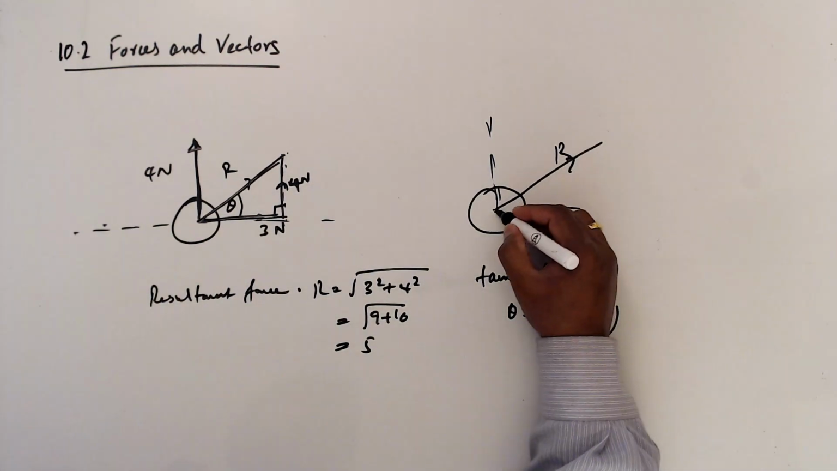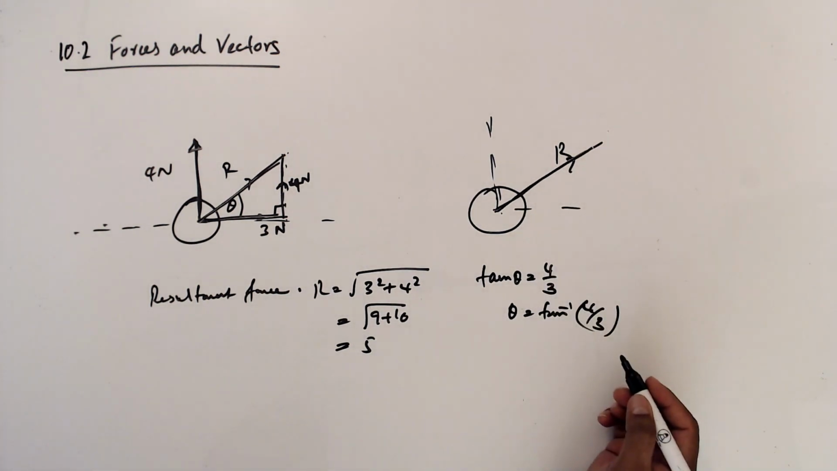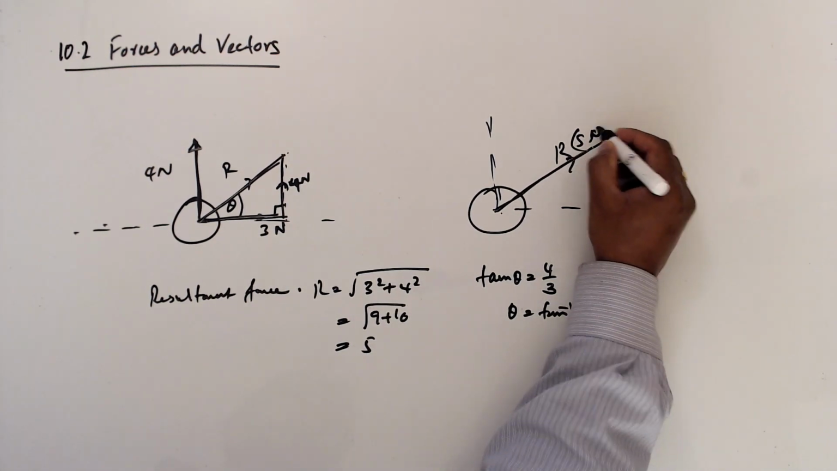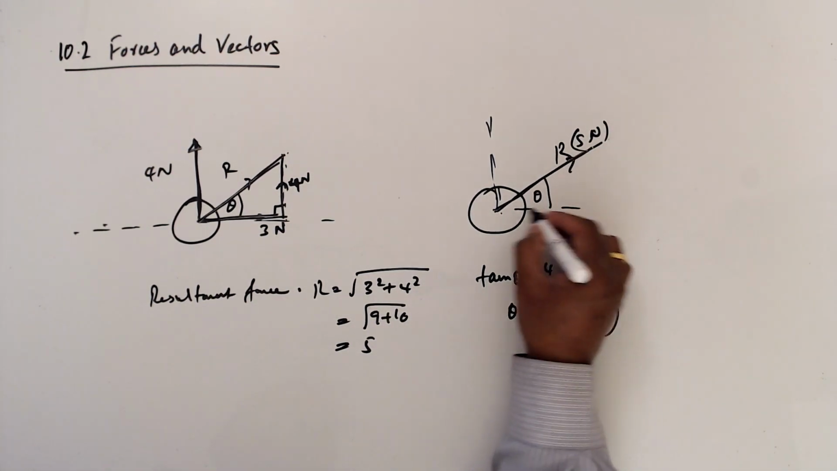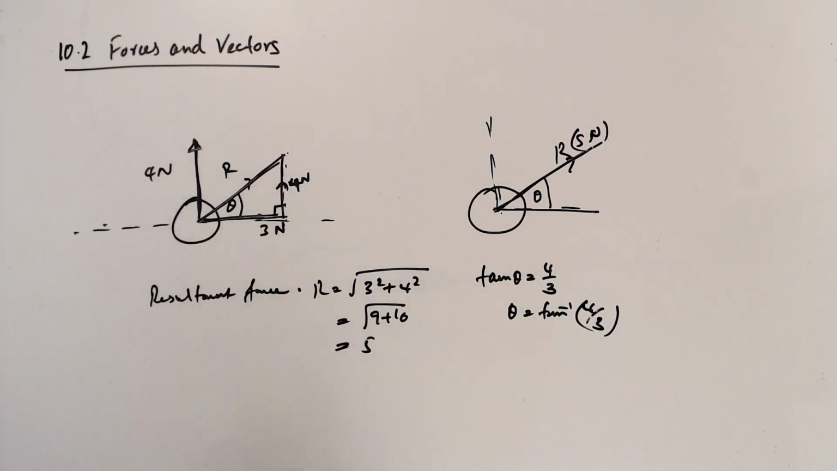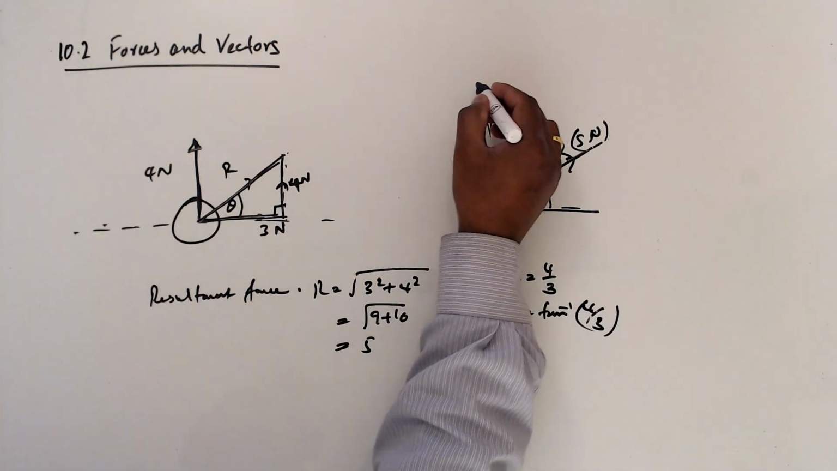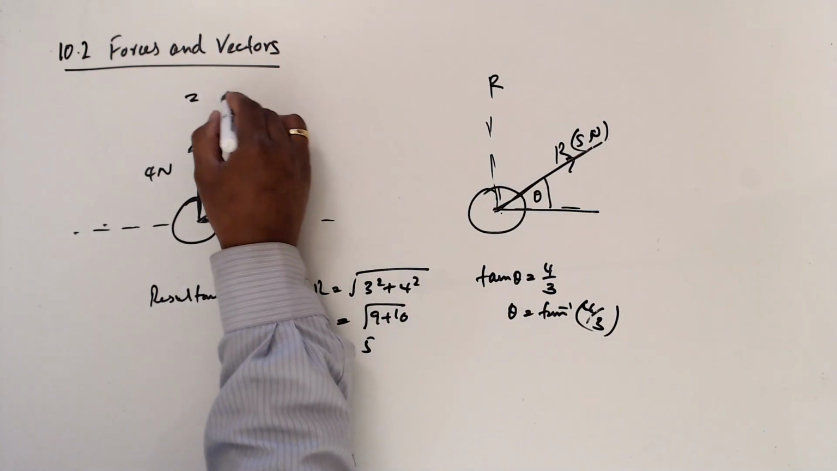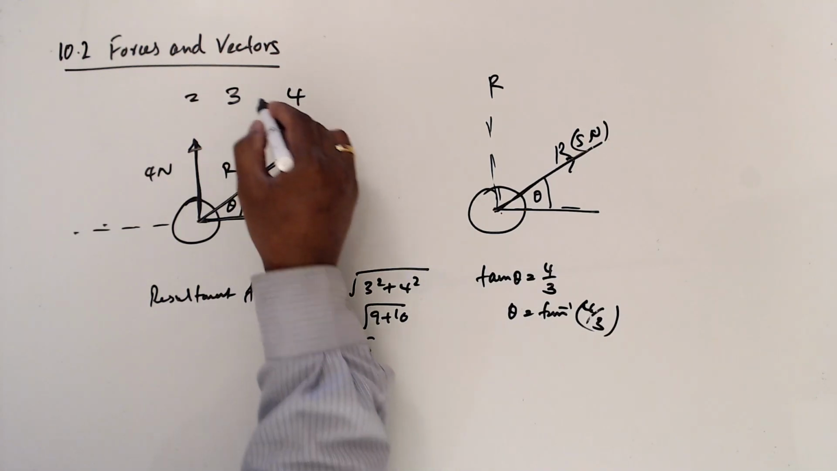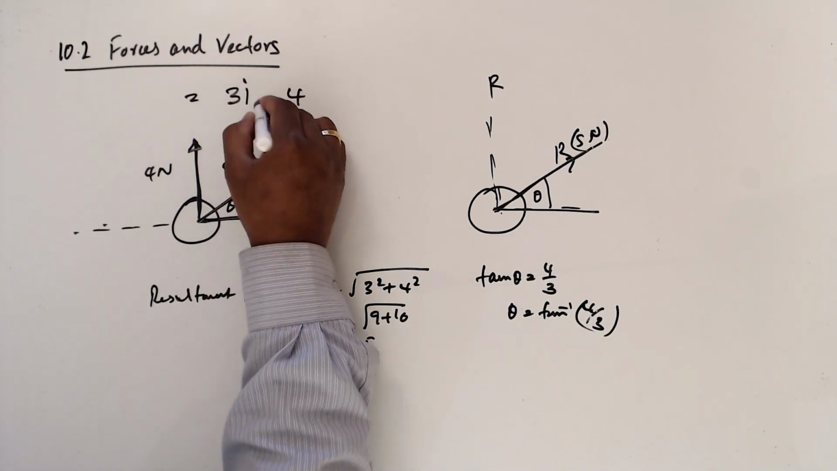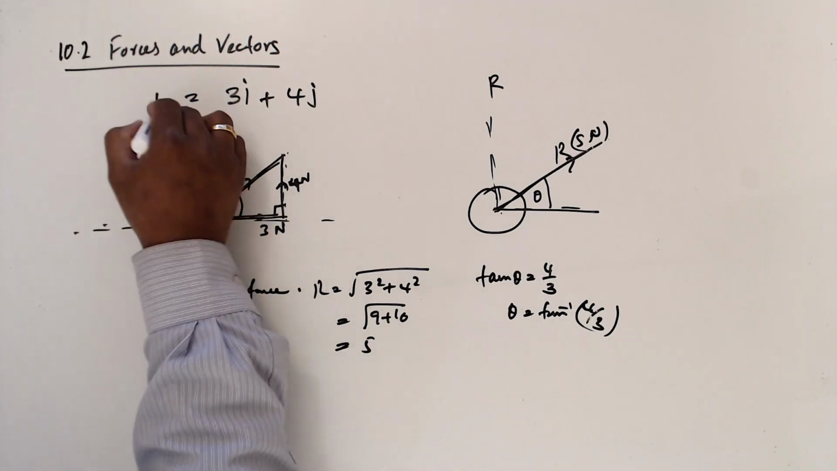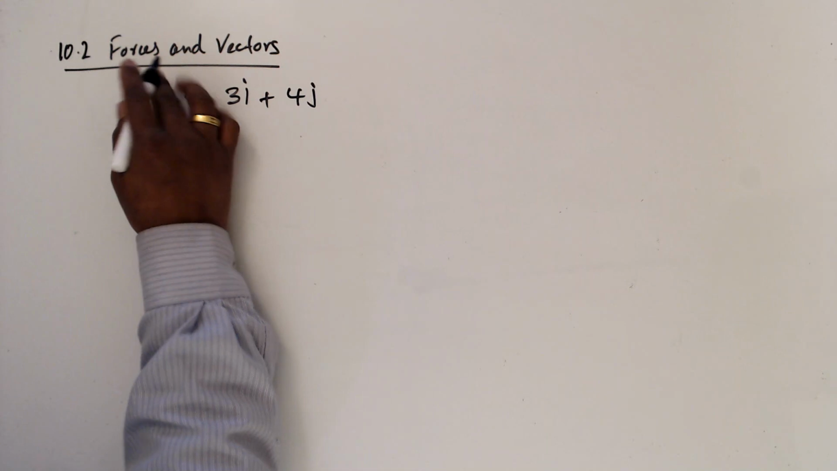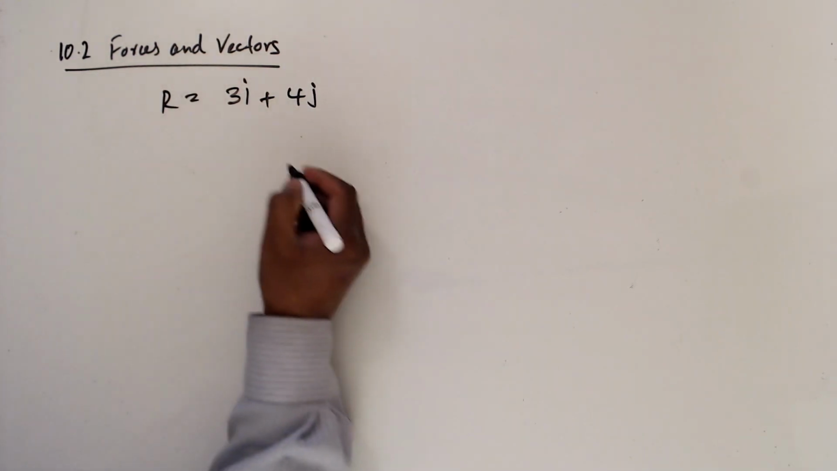So this R force, with the size 5 Newton at this angle theta, is represented by 4 and 3 N. Here this R is represented by 3 and 4, so we can easily write 3i plus 4j. So this R equals 3i plus 4j.